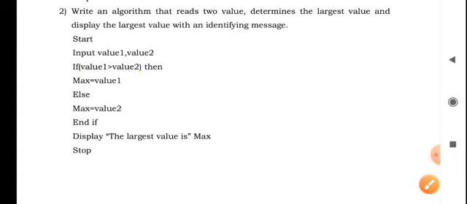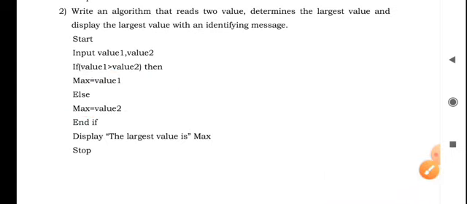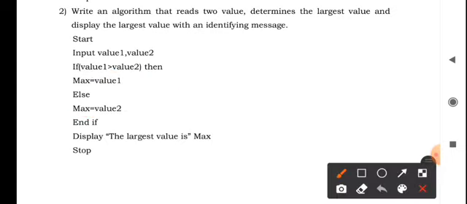If this condition is false, which one is the maximum value? The second number is the maximum value. Then we have to close the if statement. Then we have to write the display. The largest value is so and so.